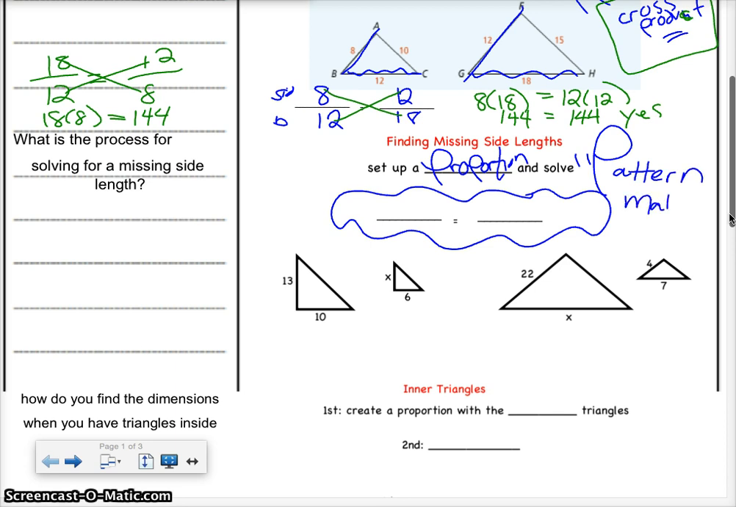The pattern is the only thing that matters. There's going to be lots of different proportions. That's why when you ask me for help, I better see a proportion set up. I don't just look at an answer. And I check to make sure your pattern matches. Okay? That's the biggest thing. I want to make sure the pattern you are choosing matches.